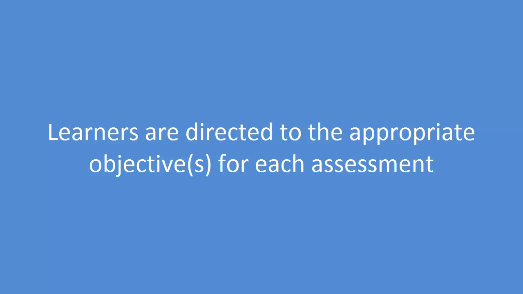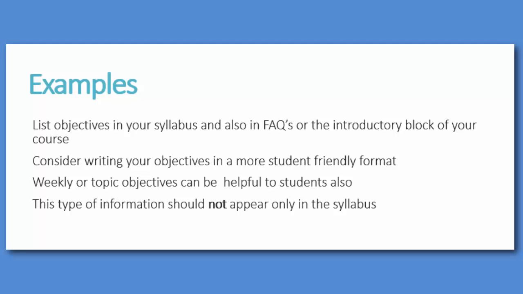Learners are directed to the appropriate objectives for each assessment. There are lots of easy ways to meet this standard. List objectives in your syllabus and also in the FAQs or in the introductory block of your course. Consider writing your objectives in a more student-friendly format. Weekly or topic objectives can be helpful to students also. Once you have done all that you can do to make sure that students understand the objectives for your course and for your assessment activities, you can go even further to help students meet these goals.